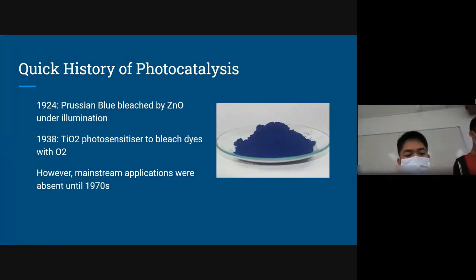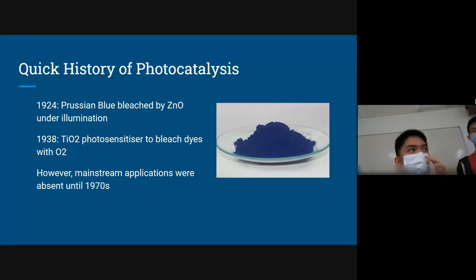However, the mainstream applications were absent until the 1970s, and it was in that decade that it got more research interest, because that was when people wanted to reduce reliance on fossil fuels and wanted to find sustainable and renewable energy sources, and light was what people turned to.